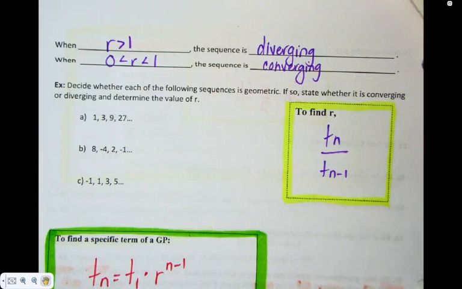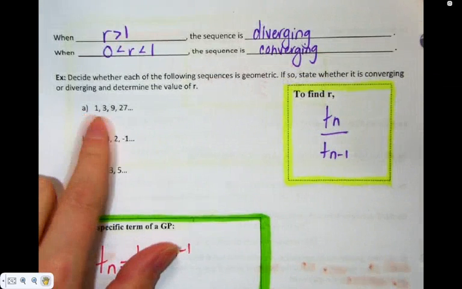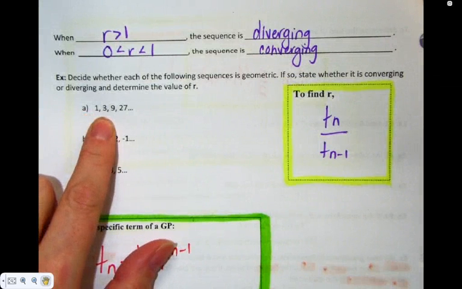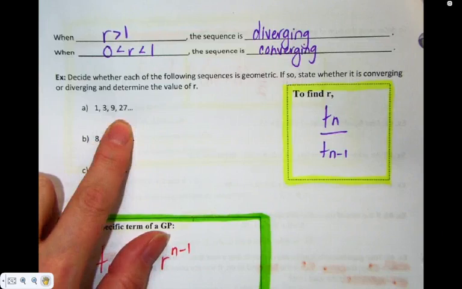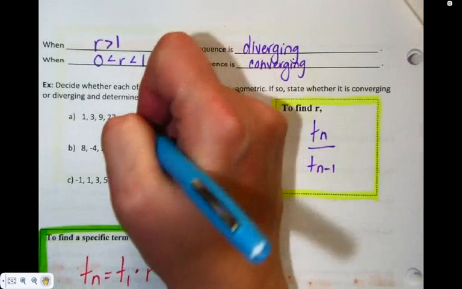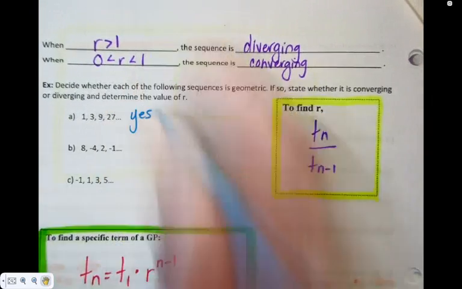Let's do the first one together, then you'll do B and C with a friend. How to decide if it's geometric? Same way as with arithmetic, except we're going to divide or multiply. How do we go from 1 to 3? So now we check. 3 times 3? 9. Check. 9 times 3? Check. Therefore, the first answer is yes, it is geometric.